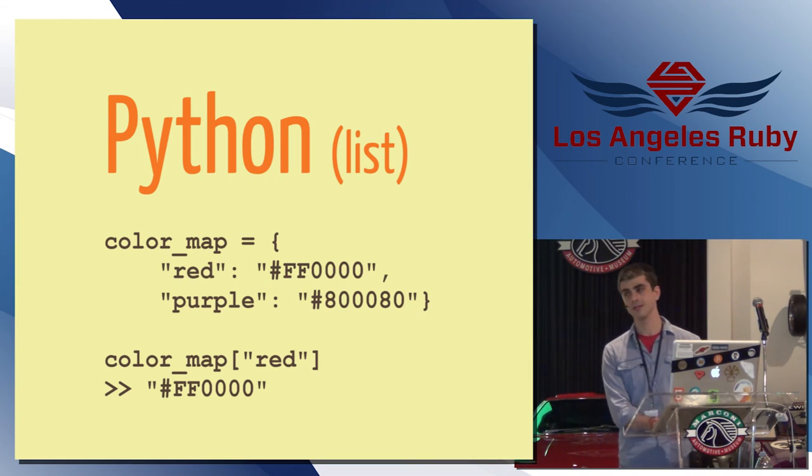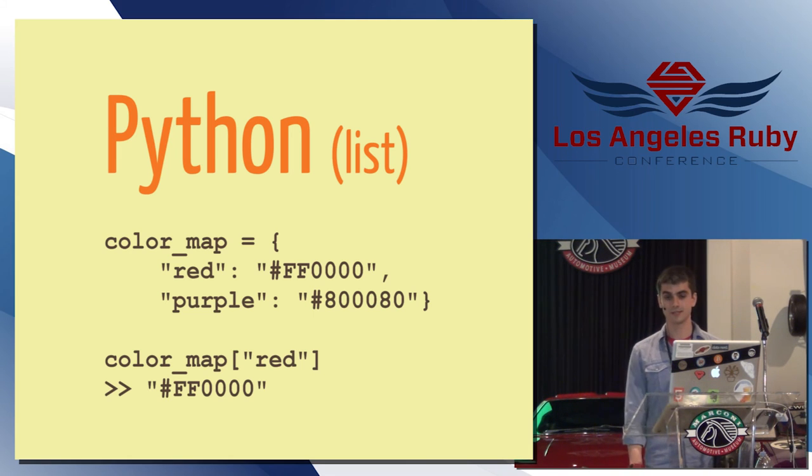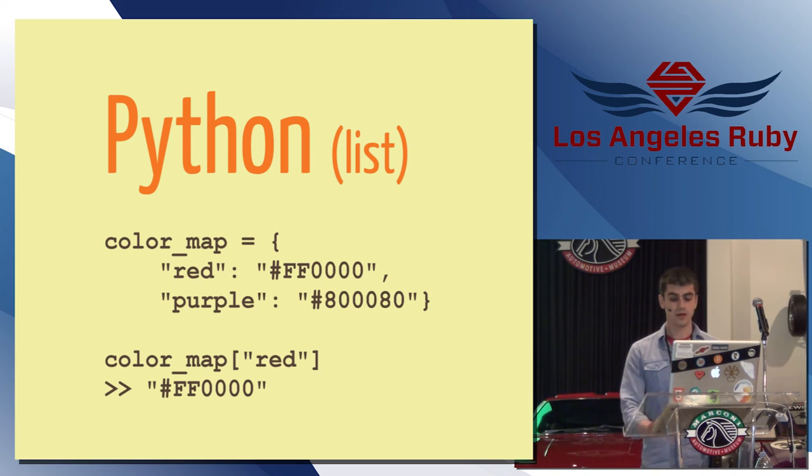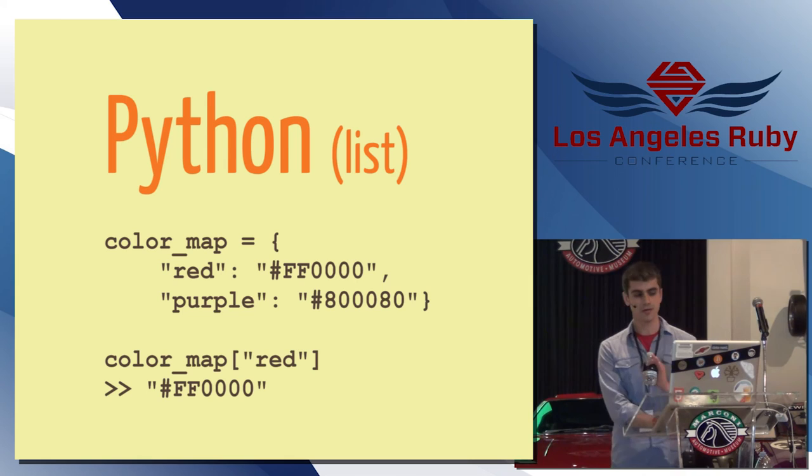That's a typo. In Python, it's called a dict, not a hash. But again, it has very similar syntax to the Ruby 1.9 hash syntax. So you just have these keys and values, and then you use the bracket syntax to get at a specific element in the dictionary. You'll notice some slight differences here, but nothing major.